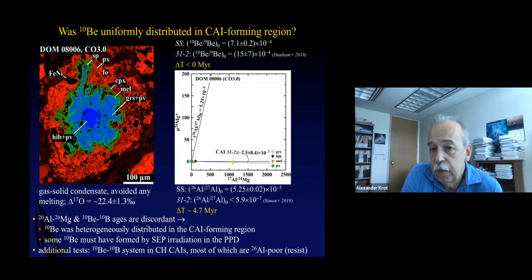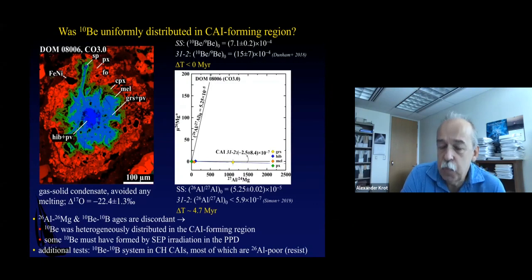And the beryllium-10 to beryllium-9 ratio in this inclusion was only reported in the abstract by Emily Dunham: 15 plus or minus 7 times 10 to the minus 4. Let's say it's about canonical, so 7 times 10 to the minus 4. But if you look at the aluminum-26 to aluminum-27 ratio in this equation, it has nothing. So it's aluminum-26 free, and the upper limit is 6 times 10 to the minus 7. So if you calculate the age difference for the beryllium-boron system, it's 0 because it started with the canonical ratio. But in terms of the aluminum-26 to aluminum-27 ratio, it requires an age difference of 4.7 million years.